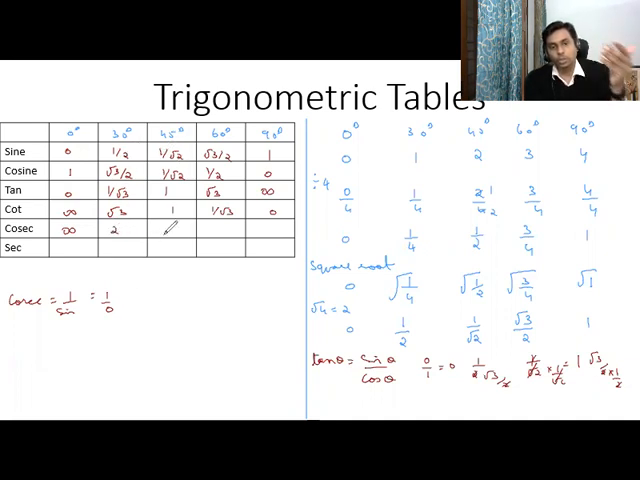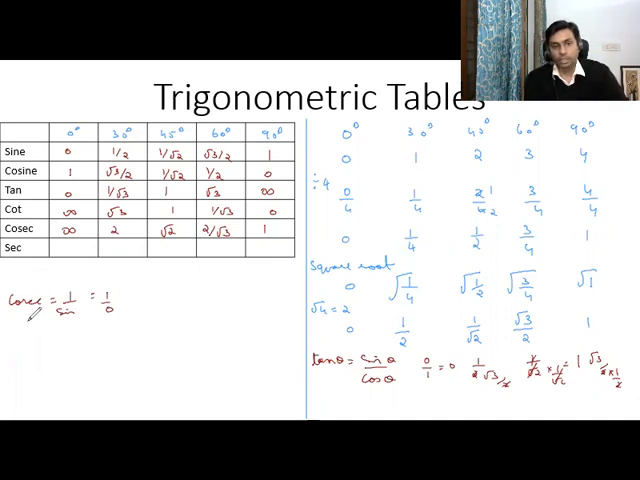1 by root 2, denominator is root 2, so take it on top, root 2. Root 3 by 2, denominator 2 will go on top, numerator root 3 will come down. 1, inverse of 1, 1. That will remain the same. So all that is there in the denominator of sine, put it in the numerator. What is there in the numerator, put it in the denominator.